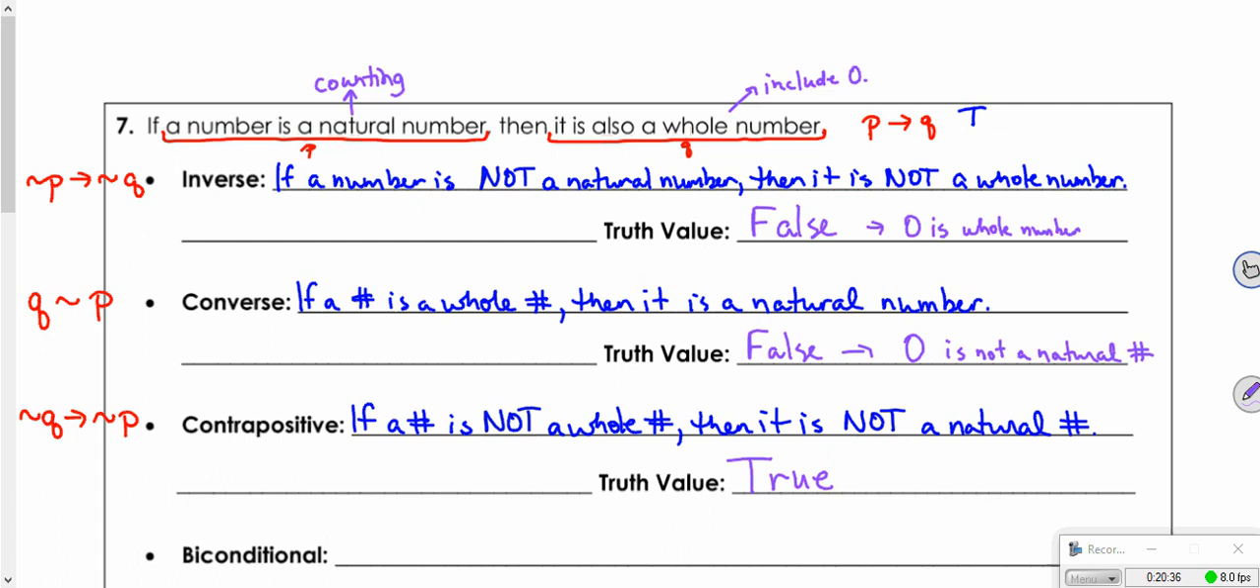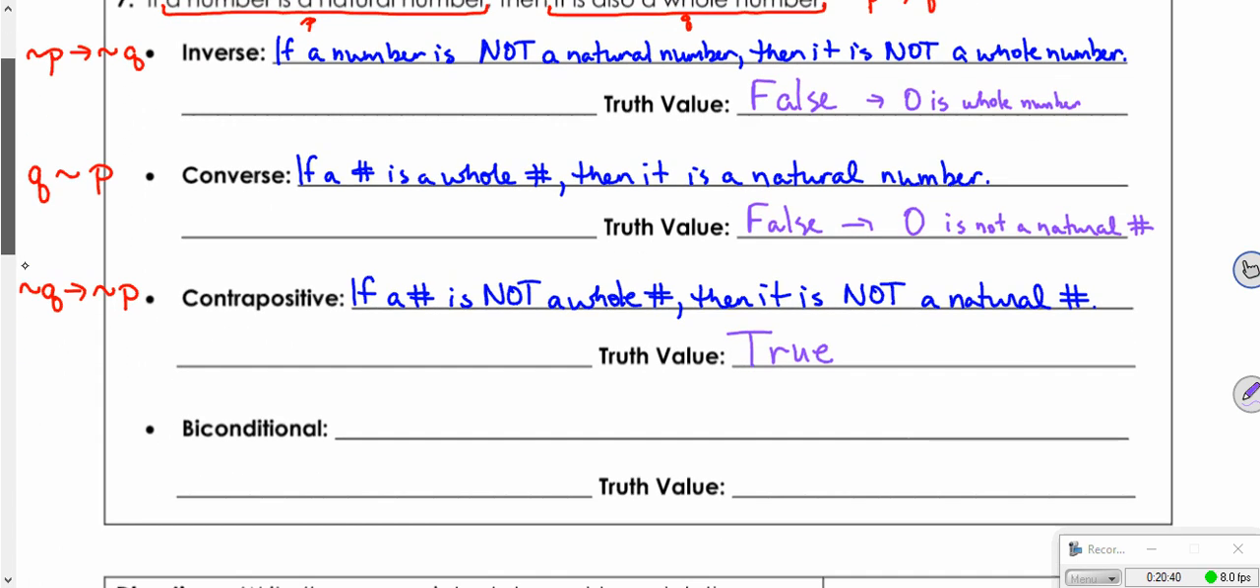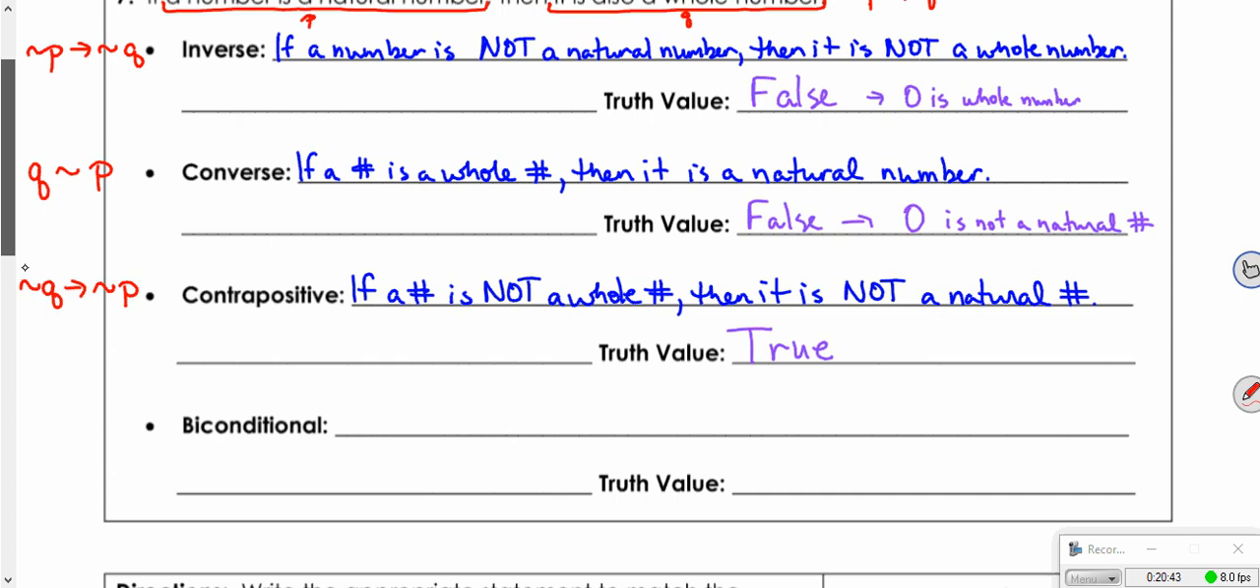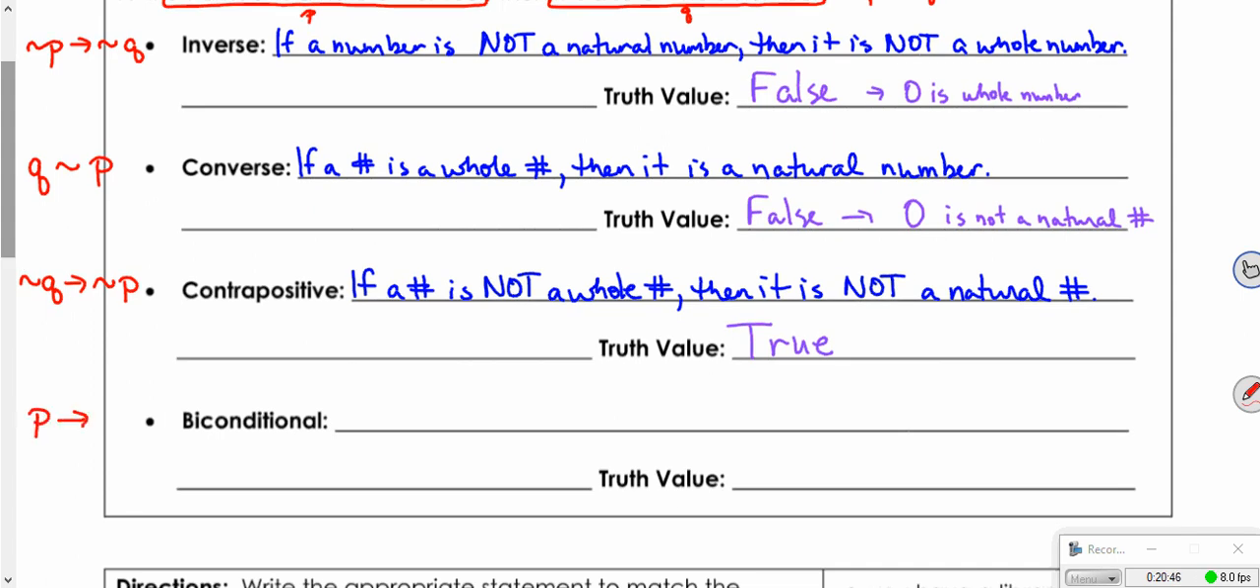Okay, biconditional. Now remember, biconditional means we go both directions. So biconditional statements means if P then Q and if Q then P. So we go both directions. But we don't put the if and then in it. We put if and only if in the middle. So again, we have arrows going both ways. So a number is a natural number if and only if it is a whole number.